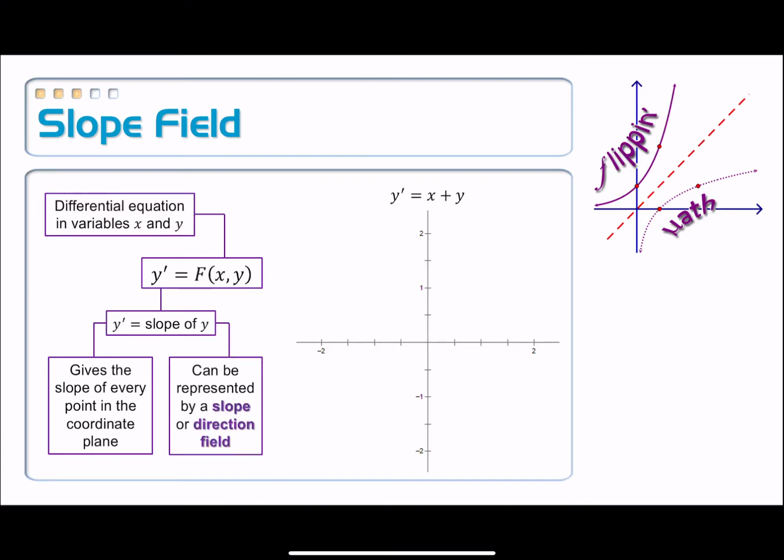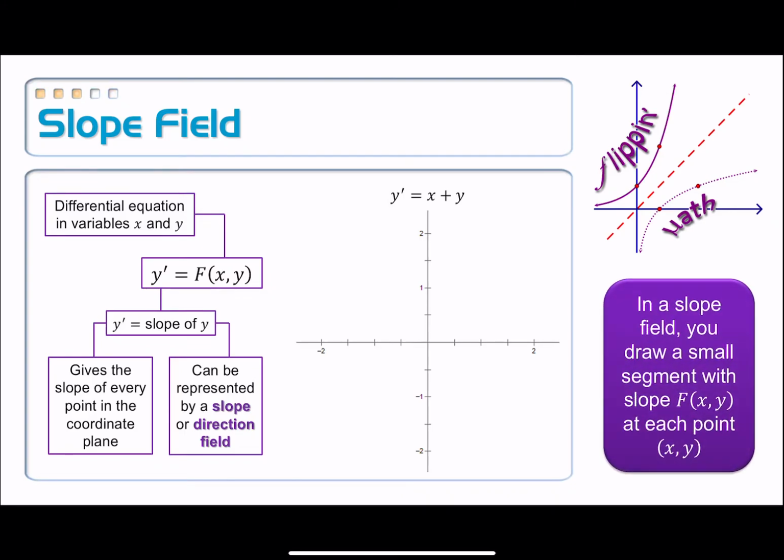And what we're going to do is visualize this with something called a slope field or a direction field. In this particular kind of graph, you draw a tiny little segment that represents the slope of a line at that particular point. It's as if we really zoomed in on that particular point. It's like local linearity, and it would look like a tiny picture of a line.